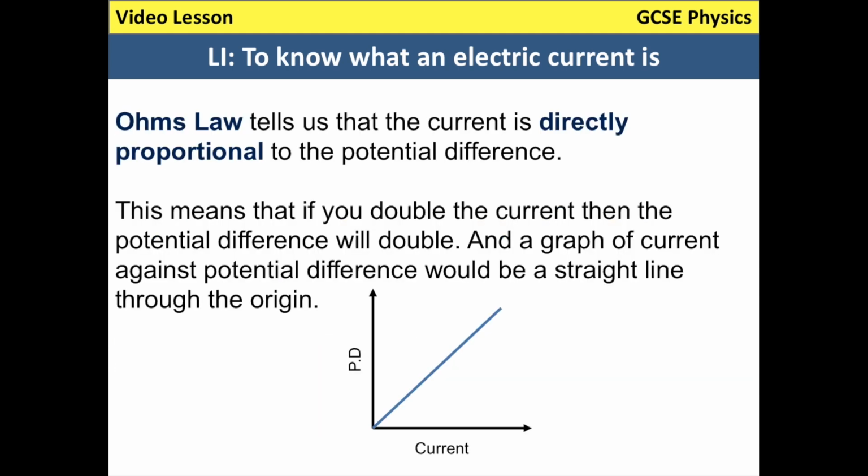Now, that actually leads us to something known as Ohm's law. Ohm's law tells us that the current is directly proportional to the potential difference. When two things are directly proportional to each other and we draw a graph, you would see that it will be a straight line that goes through the origin. Any component that obeys Ohm's law, when you draw a graph of voltage against current, will give you a straight line going through the origin, as the one that I've included on the board.